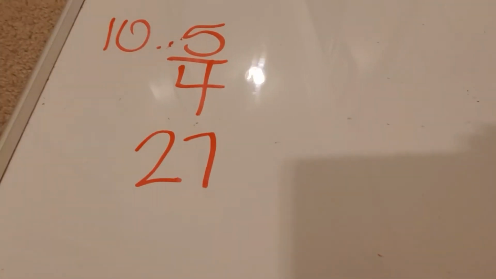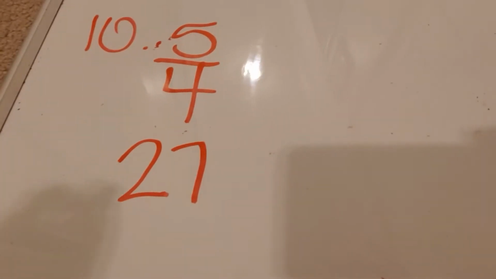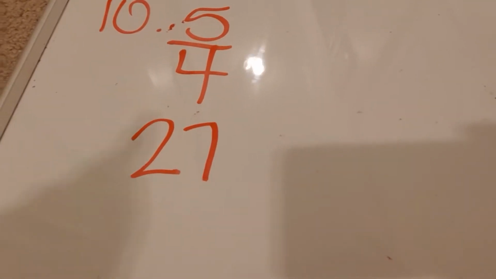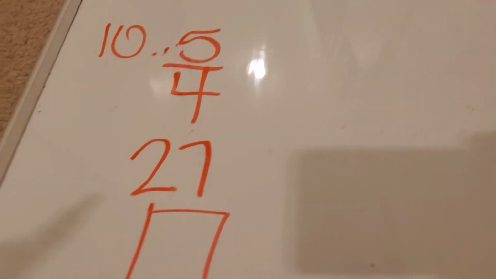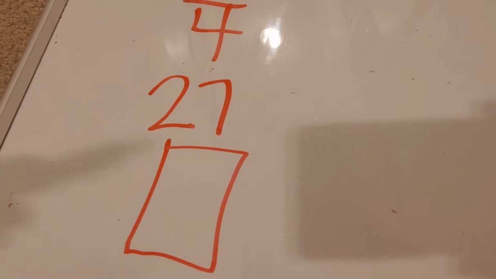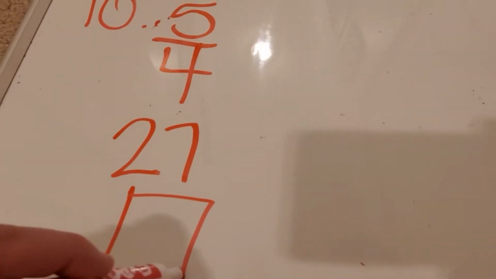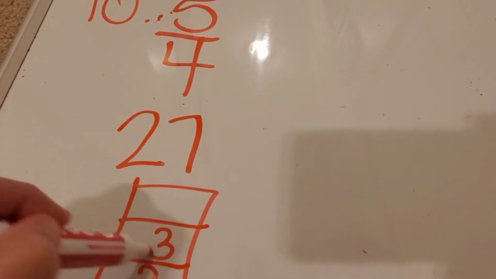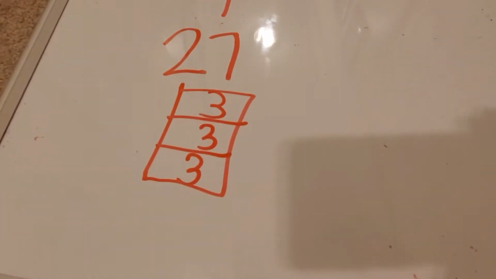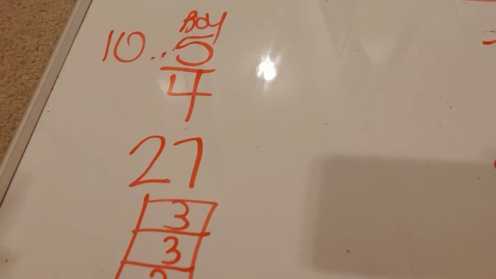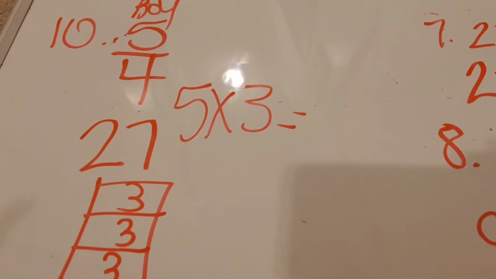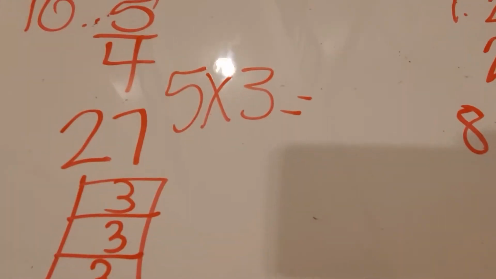So if you're thinking about a number that will break up into even amounts, what number would you use? Well, I would use the number 3. Well, 3 times 3 times 3 is 27, right? So there's 3 groups to equal 27. So what I would just say is 5 times 3, because there's 5 boys. 5 times 3, and that's how many boys are in the class. What's 5 times 3?